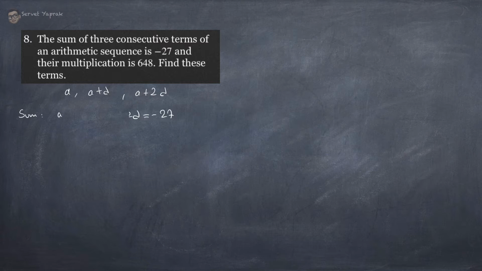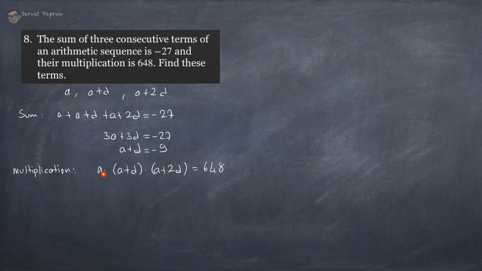Now, we have the information that their sum is negative 27. So if we add these terms up, we have 3a plus 3d equals negative 27. Now, we can simplify this by 3. So we reach that a plus d equals negative 9. This is the first piece of information we have from their sum. Now we have their multiplication information, which is 648. If you multiply these three terms, a times a plus d times a plus 2d equals 648.